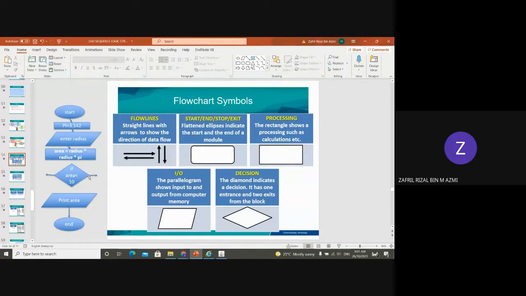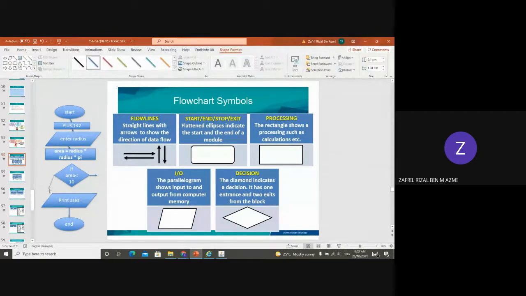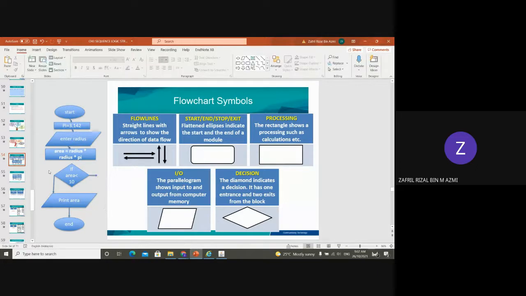You cannot leave a flowchart hanging. This is what we call hanging, no direction. It should go somewhere. For example, this one goes here, this one goes another way. Alright, just a simple example.